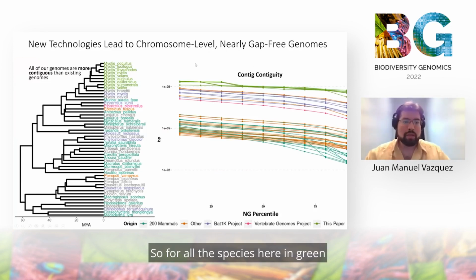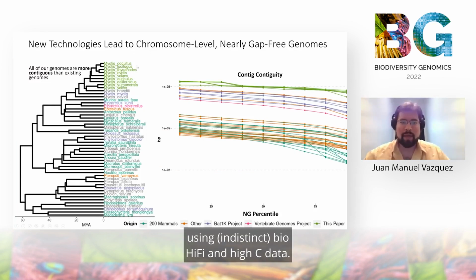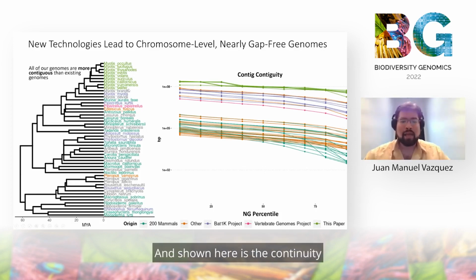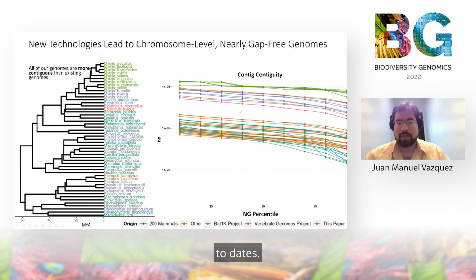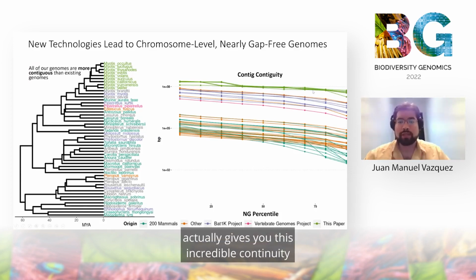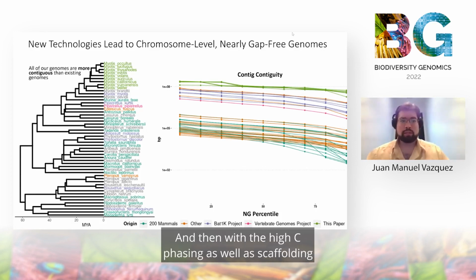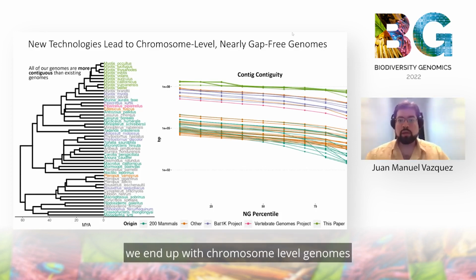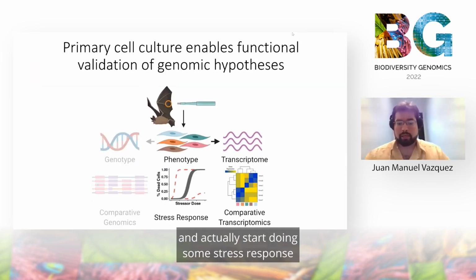So for all the species here in green, we established haplotype resolved chromosome level reference genomes using PacBio HiFi and Hi-C data. And shown here is the contiguity of the HiFi contigs relative to all the other previously sequenced bat genomes to date. What you can see is that HiFi alone actually gives you this incredible contiguity that allows us to have the highest quality genomes that have been published to date. And then with the Hi-C phasing as well as scaffolding, we end up with chromosome level genomes with a countable number of gaps.